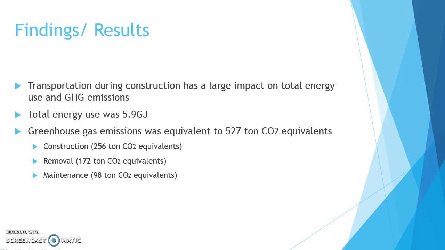So what did they find? They found that transportation during construction had an incredibly large impact on the total energy usage and greenhouse gas emissions. The total energy usage found in this study was 5.9 gigajoules. The greenhouse gas emission was equivalent to 527 tons of CO2 equivalents. This was broken up through those three stages: construction, removal, and maintenance. And as you can see from the breakdown below, construction did make up the most of those greenhouse gas emissions.